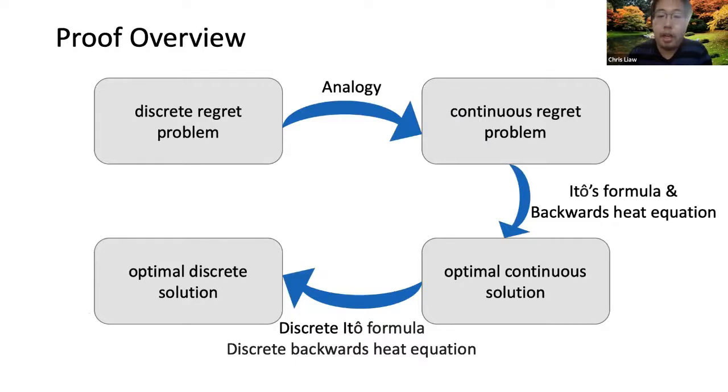Okay, so here's a very high level overview of the approach. We start with the discrete regret problem, and we will obtain via an analogy a continuous regret problem. This continuous viewpoint will allow us to utilize tools from stochastic calculus, and in particular, Ito's formula. And in turn, this will expose the connection between regret and the backwards heat equation, and with this, we will obtain the optimal continuous solution. And once we have the optimal continuous solution, we can come up with an optimal discrete solution using a discretized version of Ito's formula and the backwards heat equation.